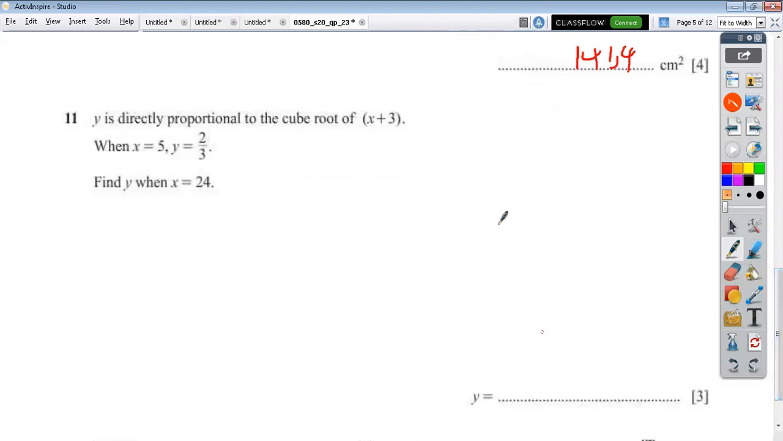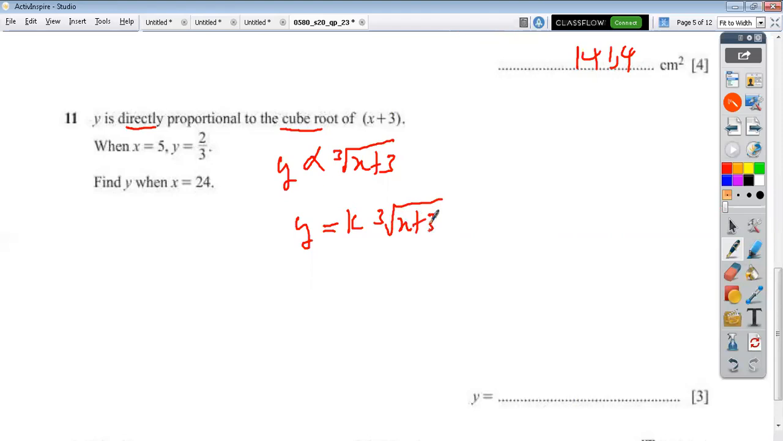Now, see, I love this proportional question. Now, y is directly proportional. Be careful of this cube root. It means x plus 3 like this. That's what the cube root means. Are we together? Cube root. So now let's introduce an equal sign. Equal, remove this, introduce a constant k, cube root of what you have said. X plus 3.